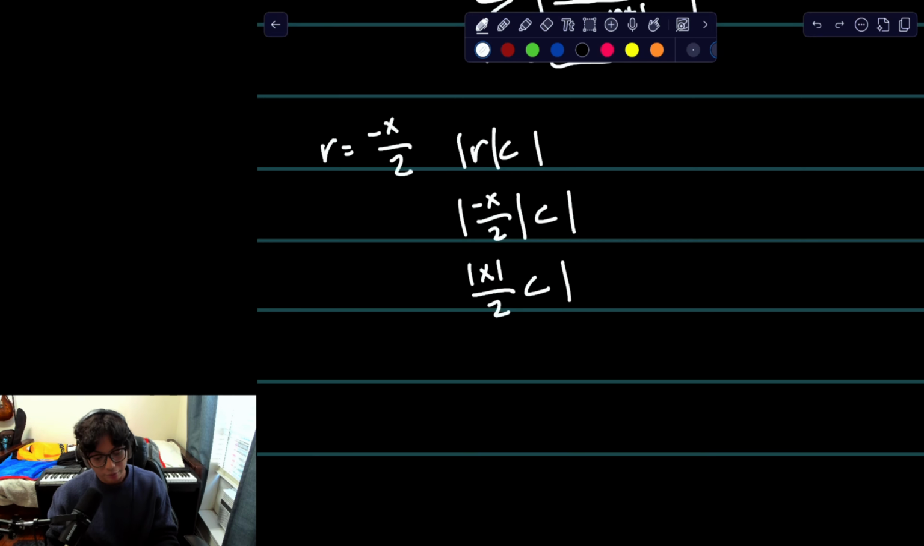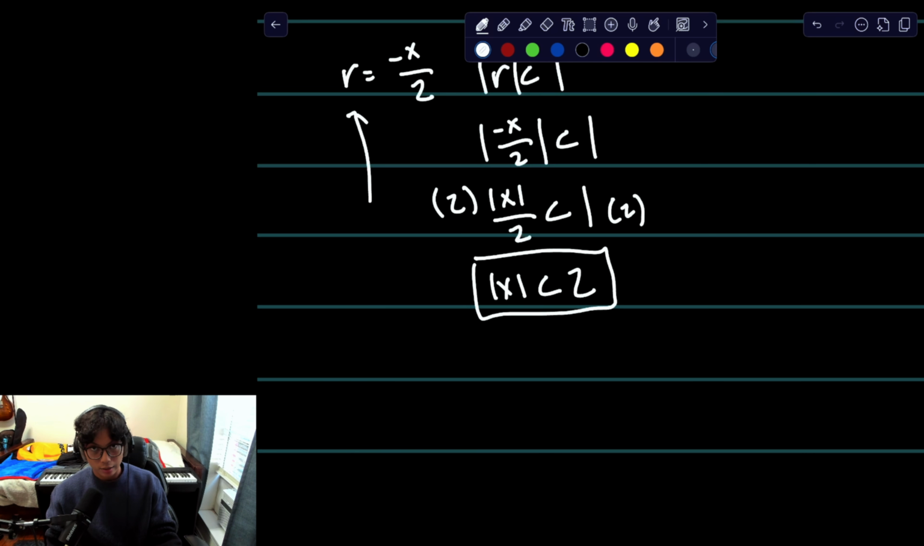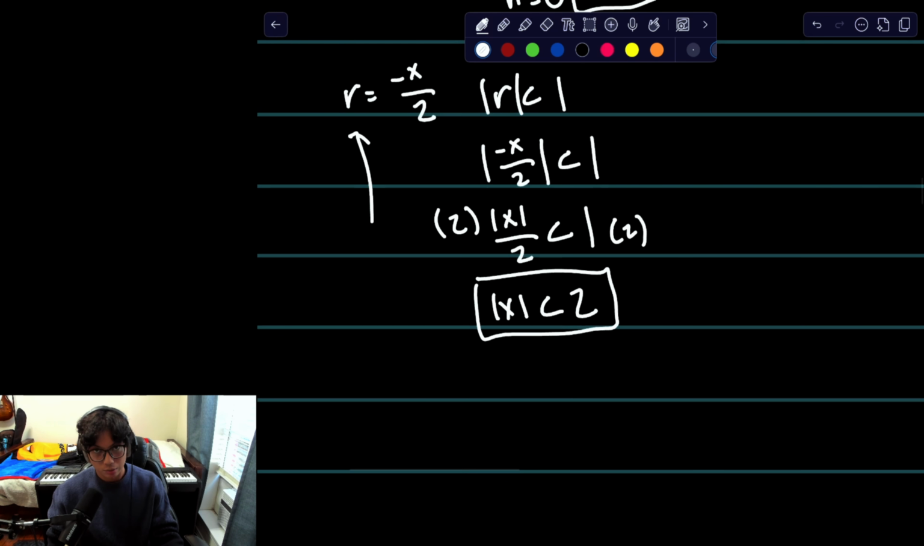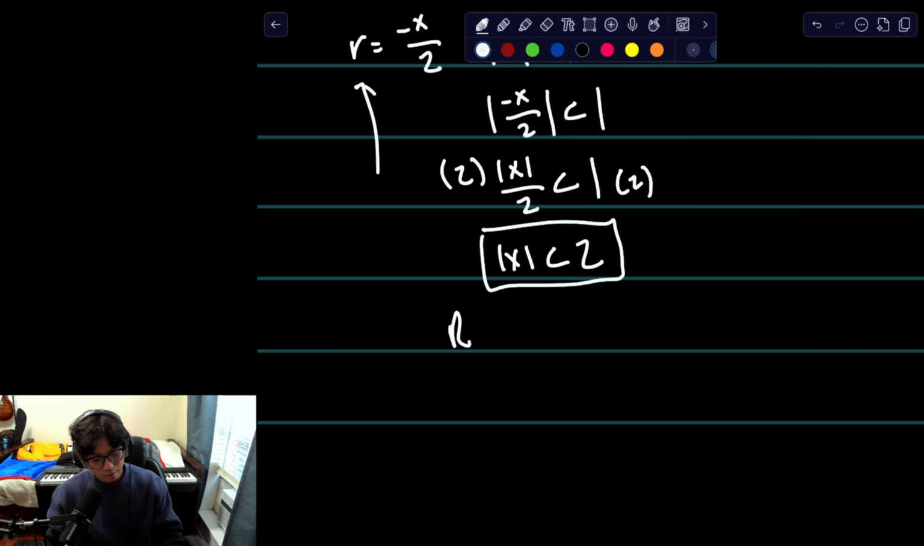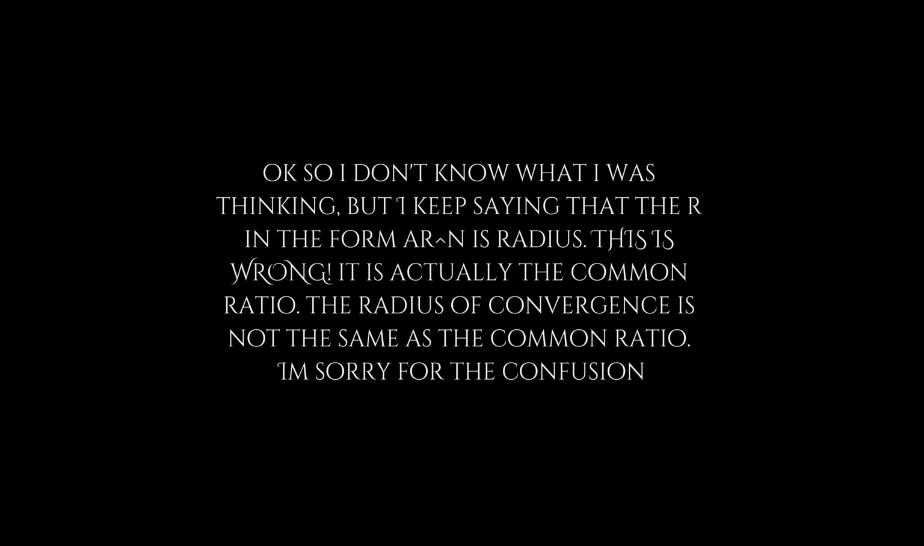Then we do algebra from here, where we just multiply 2 on both sides. So this finally states that the absolute value of x is less than 2. So this r is not the radius of convergence, where it states negative x over 2. Our actual radius of convergence is 2.